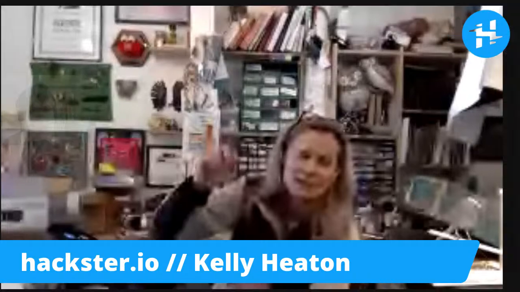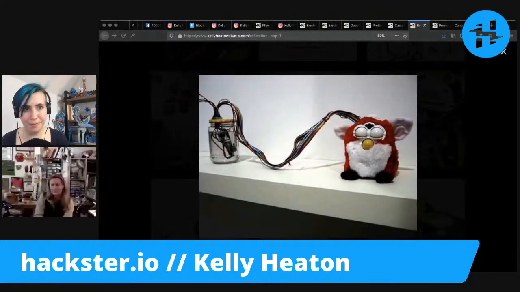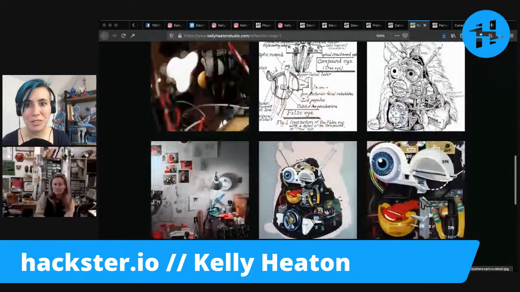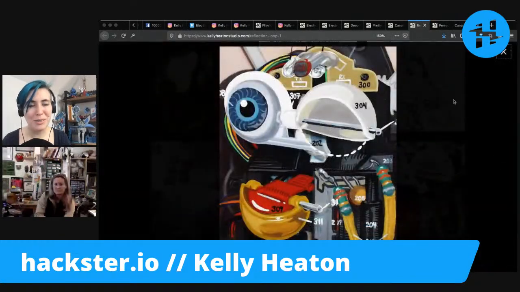Our signal is really breaking up here, but if you folks look on the website at the reflection loop area, there you can see that, as Kelly was saying, they're going in between the Furby's brain and its eye and face structure, and there's more of these amazing drawings. I hope we get her back soon. But in the meantime, we have these just incredible.